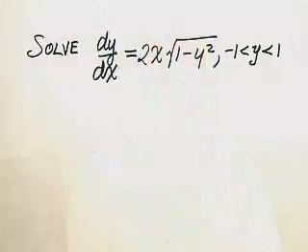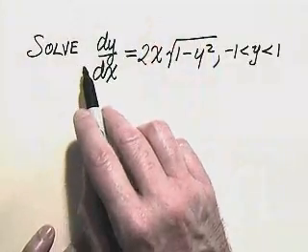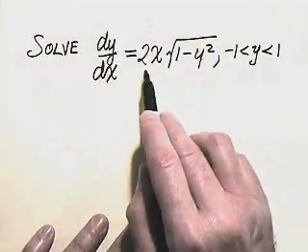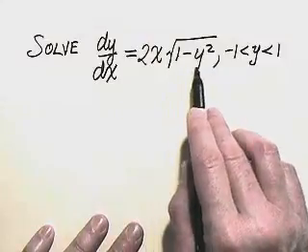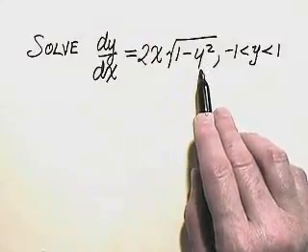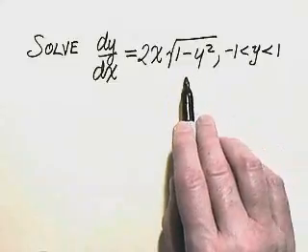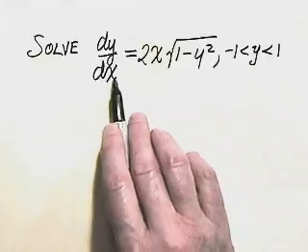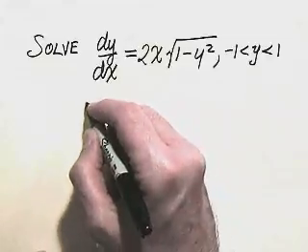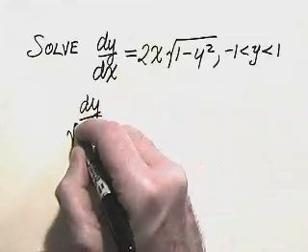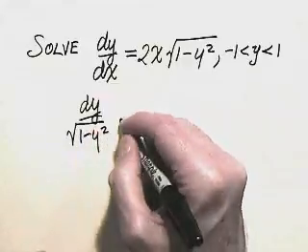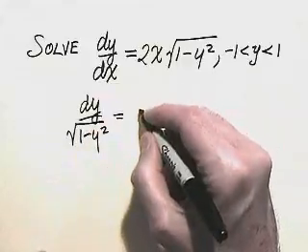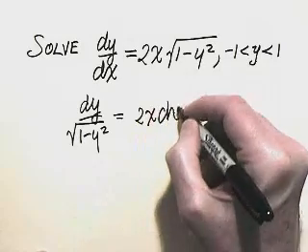Okay, now let's solve a first-order differential equation where we have to deal with radicals. Okay, let's solve the differential equation dy over dx equals 2x times the square root of 1 minus y squared. In this one, we can easily see how to separate the variables. Just divide both sides by the radical and multiply out the dx. And we'll get dy over square root 1 minus y squared equals 2x dx.